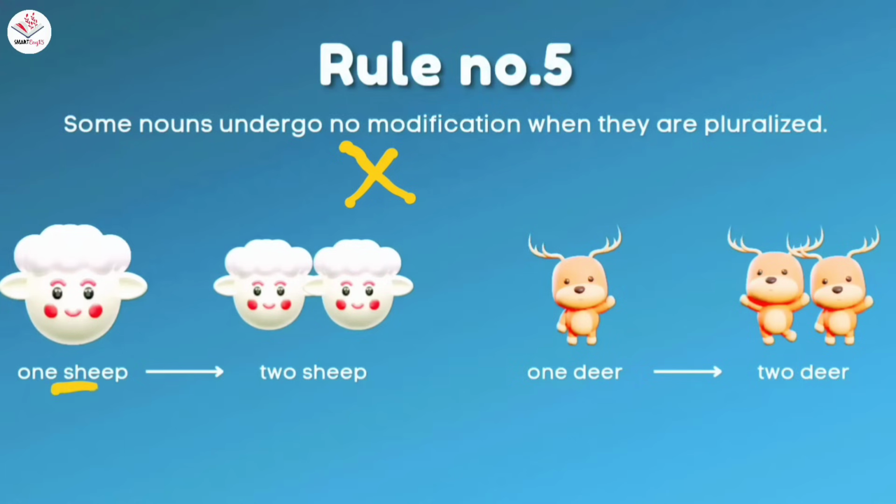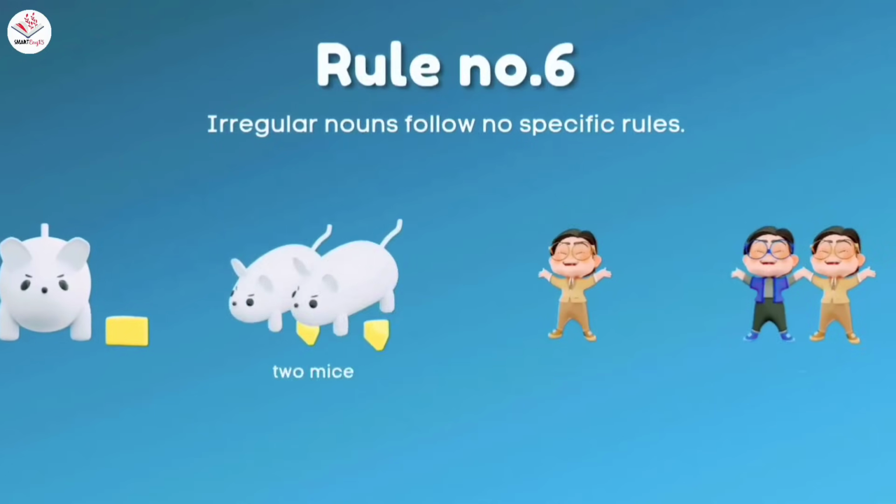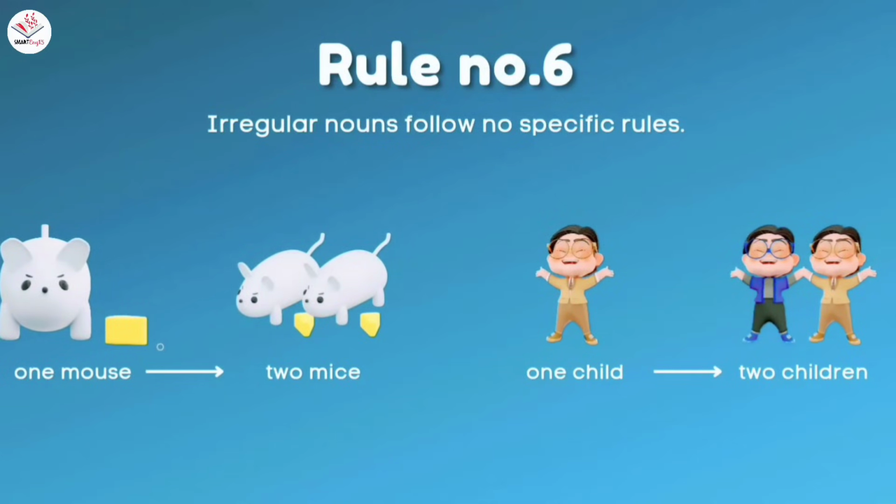अगर मैं बोलूँ sheep तो वो singular होगा, अगर मैं बोलूँ sheep तो वो plural होगा. Deer, there are so many nouns like that. You can learn about it and I can make another video about it also. Rule number 6, irregular nouns. There are some nouns जो कोई rules follow नहीं करते. We have to just learn them.